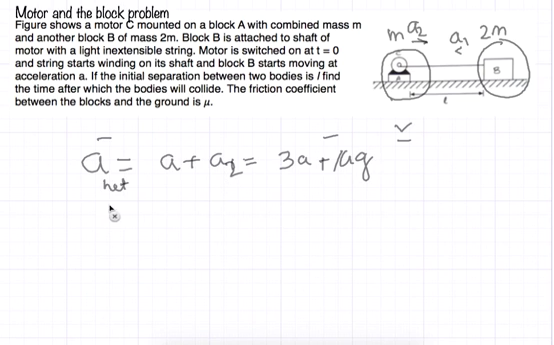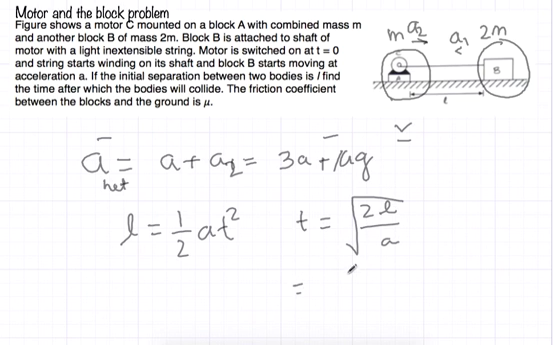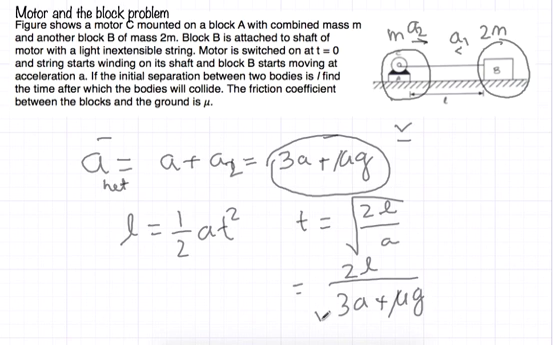Now what is the length they have to cover? The total length they are covering is L, right? So can I write L equal to half a t squared? I'm quite sure you know this formula. So t equals root over 2L by a. Now in this case, a will be replaced by this net acceleration, which is nothing but 3a plus mu g. So t equals root over 2L by (3a plus mu g). This is the answer. After this time, they are going to collide.